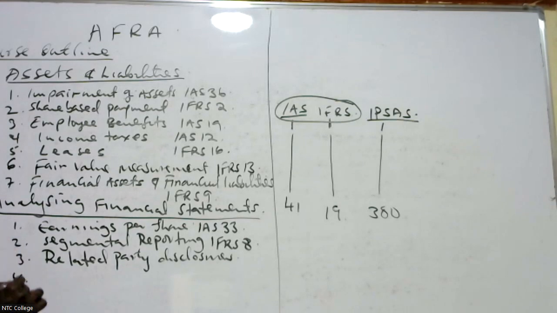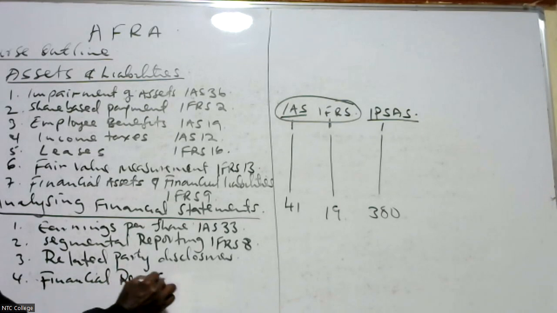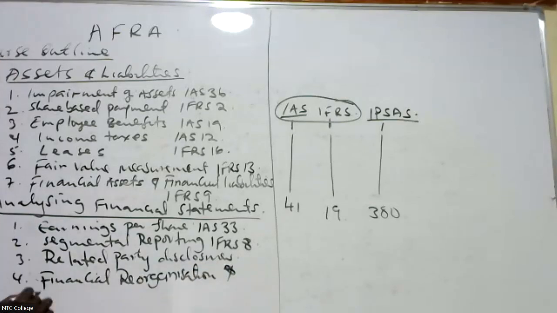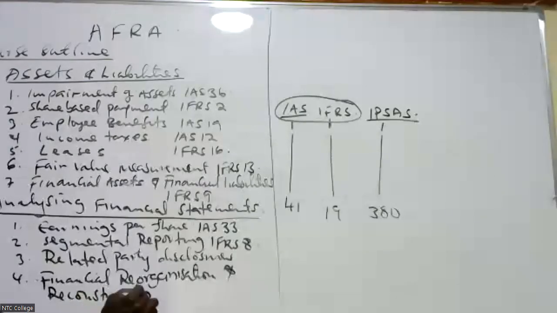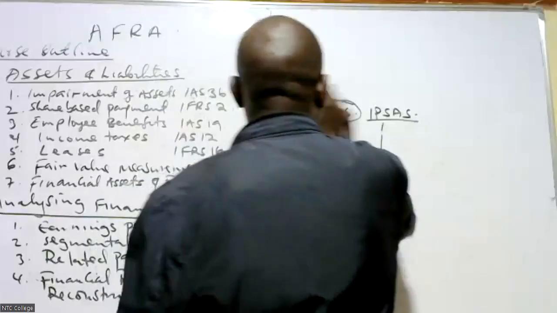Number four, lastly here, we have financial reorganization and reconstruction. That is topic number 2. Topic number 2, we are done with it at that point.